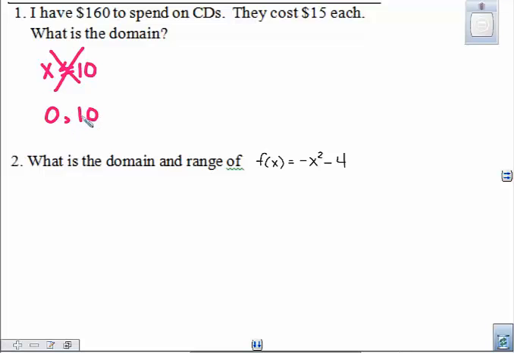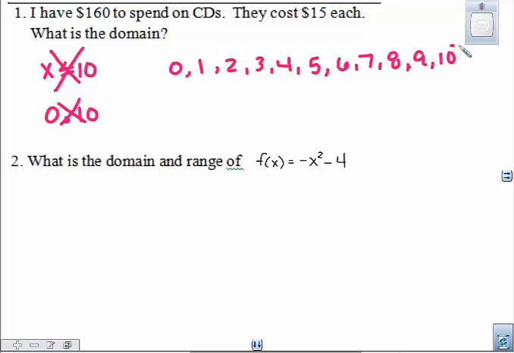But again, this implies that this includes every value between 0 and 10, which includes all of the fractions, 1 1/2, 1 1/4, 1 1/3. You can't buy a fraction of a CD, so you can't list it this way either. You have to list out your integers from 0 to 10. Okay, and we can include 0 and 10. So these would be brackets. So this shows that it's all integers from 0 to 10.